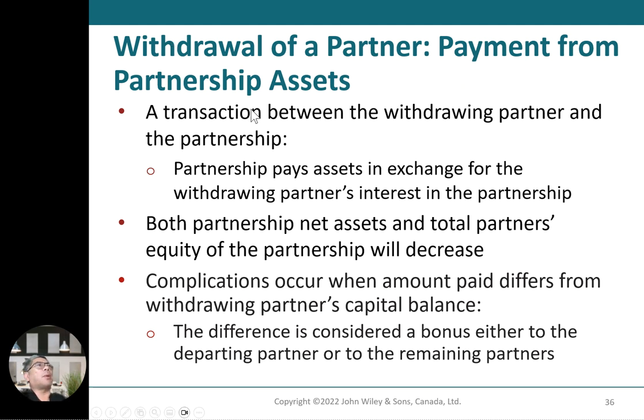Withdrawal of partners, payment from partnership assets: a transaction between the withdrawing partner and the partnership. The partnership pays assets in exchange for the withdrawing partner's interest in the partnership. Both the partnership's net assets and the total partners' equity will decrease. Complications occur when the amount paid differs from the withdrawing partner's capital balance. The difference is considered a bonus either to the departing partner or to the remaining partners. Okay?